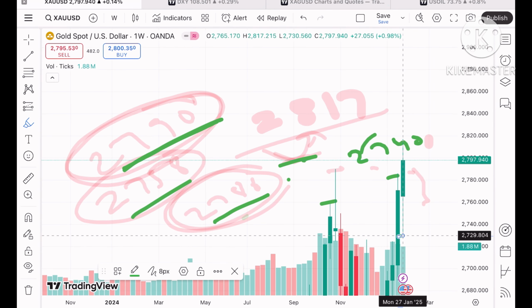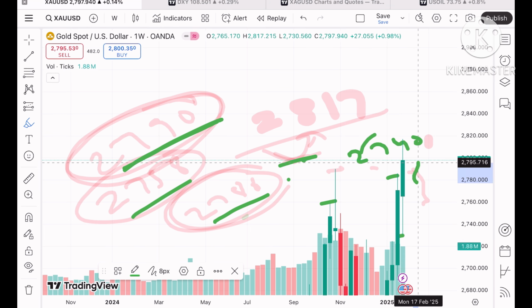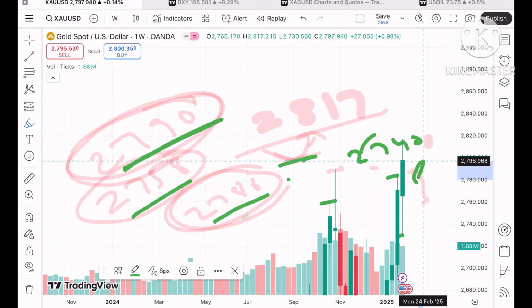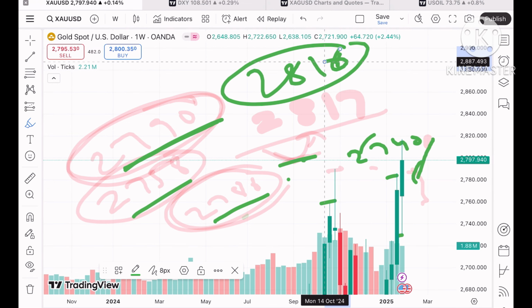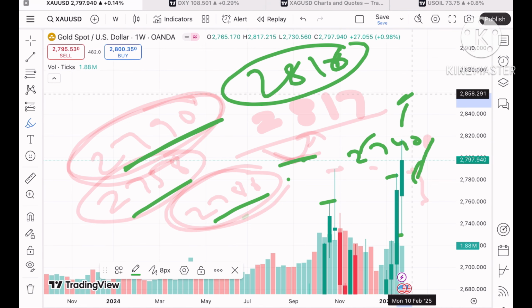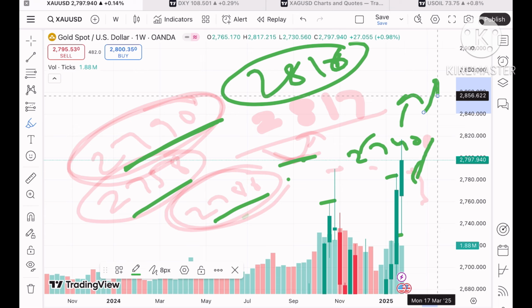Now if the price started going above this particular level, that means what is trading now, the next resistance we can see coming at a level of 2816, and once the price started going above this level, a further upside we can see.